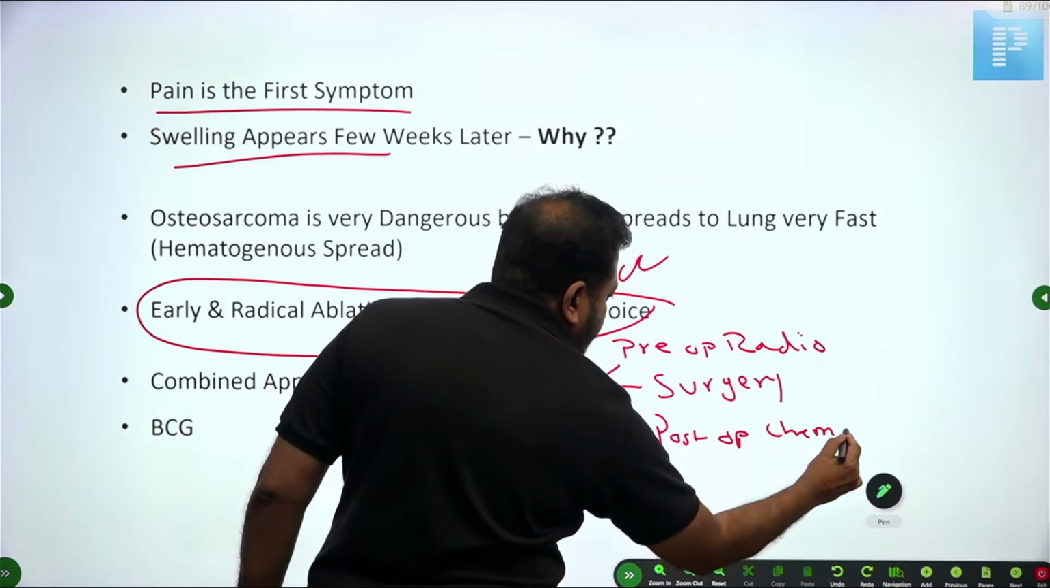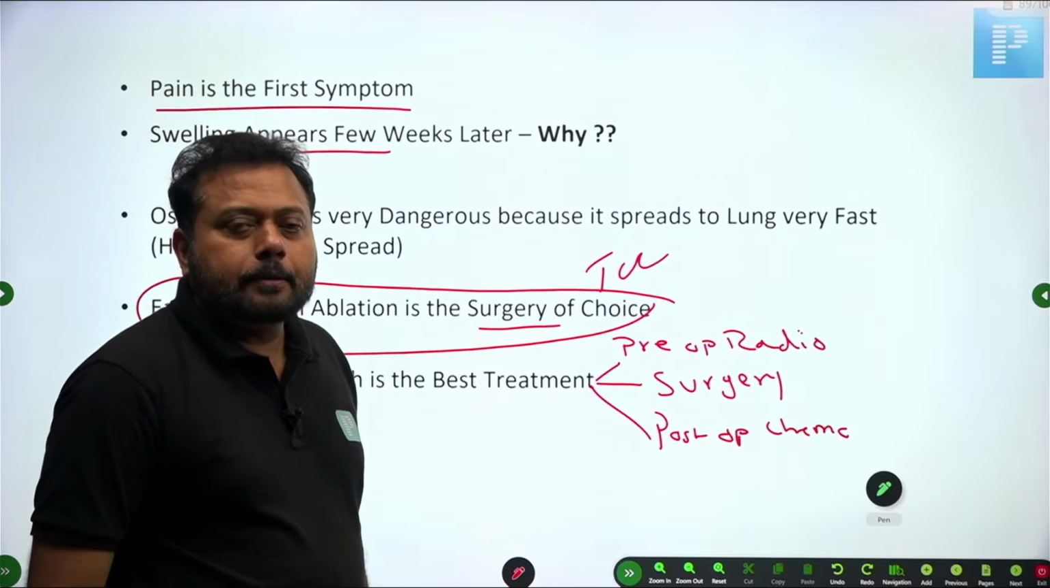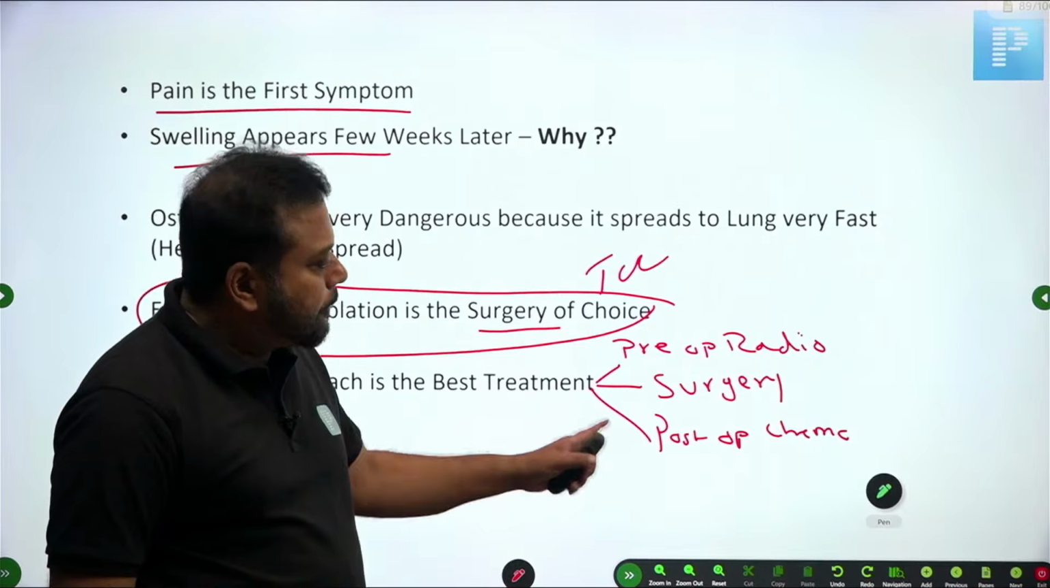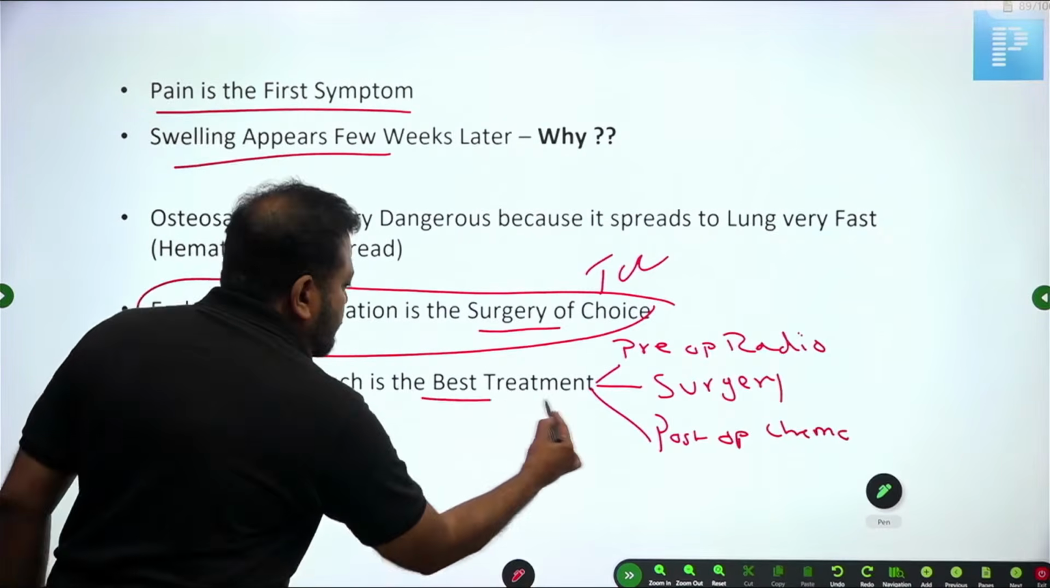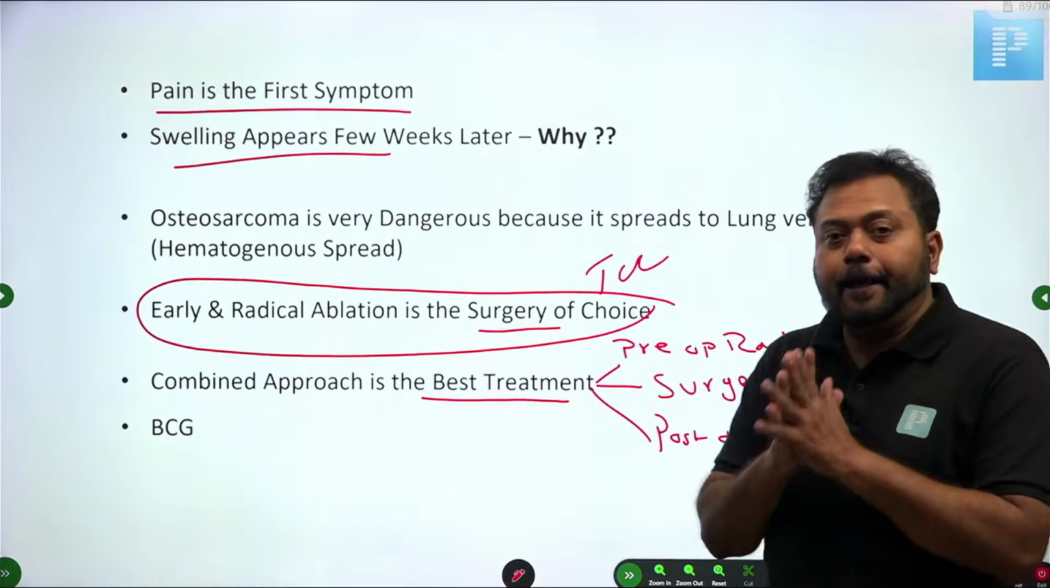Post-op chemotherapy. So it is pre-op radiotherapy, then amputation, post-op chemotherapy. This is called combined approach. See, dear friends, focus your full attention now because this is a tricky area.